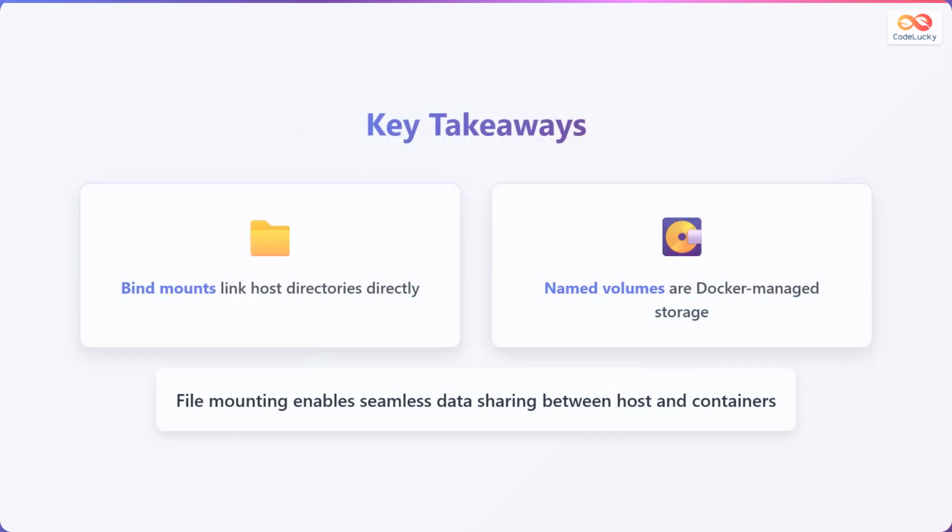To summarize, bind mounts link host directories directly, while named volumes are Docker-managed storage. File mounting enables seamless data sharing between the host and containers, providing an efficient way to manage and persist data. That concludes our video on file mounting in Docker.